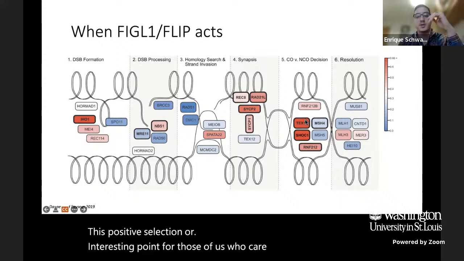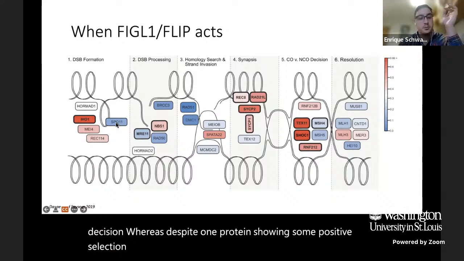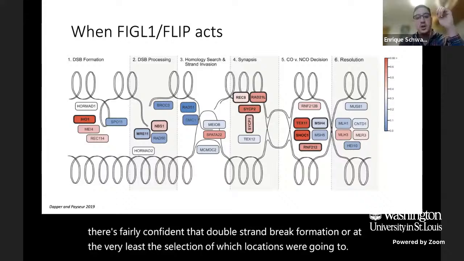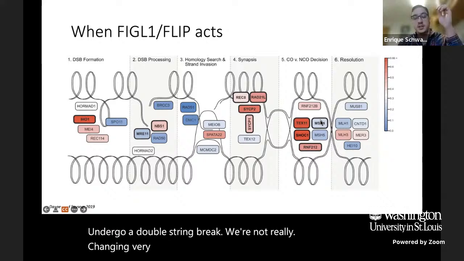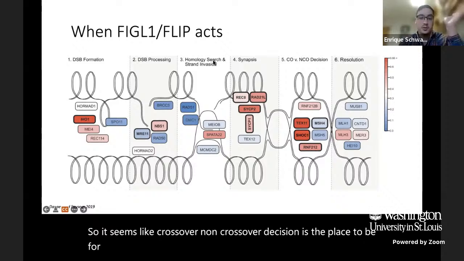crossover non-crossover decision. Whereas despite one protein showing some positive selection, it's fairly confident that double strand break formation, or at the very least, the selection of which locations were going to undergo a double strand break, were not really changing very much, or did not seem to be under positive selection in mammals. So it seems like crossover, non-crossover decision is the place to be for mammals, whereas what we've observed in plants, it might have something to do with the homology search and strand invasion.